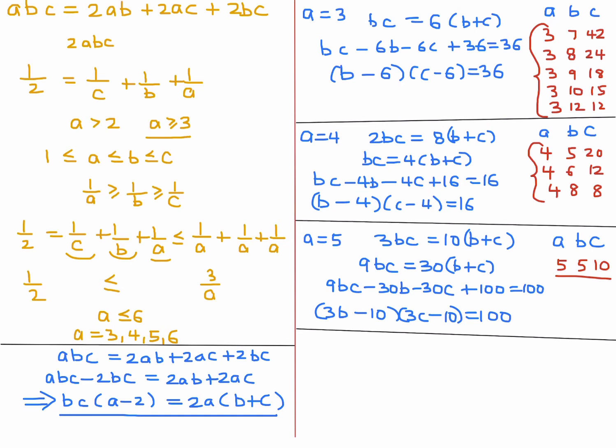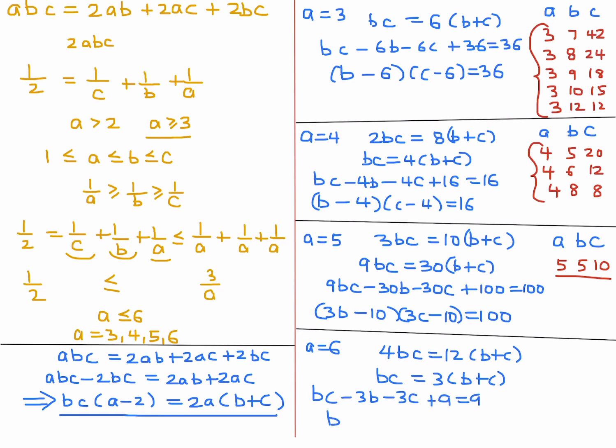And finally, we have one last one. That is A is equal to 6. And when A is 6, it becomes 4BC is equal to 12B plus C. And that becomes BC is equal to 3B plus C. And again, BC minus 3B minus 3C. If we add a 9 to both sides, it helps us factor. It becomes (B minus 3)(C minus 3) is equal to 9. And let's see what we get for our ABC. I think we get just 6 and 6 is our only possible way of doing this. And of course our A is 6.